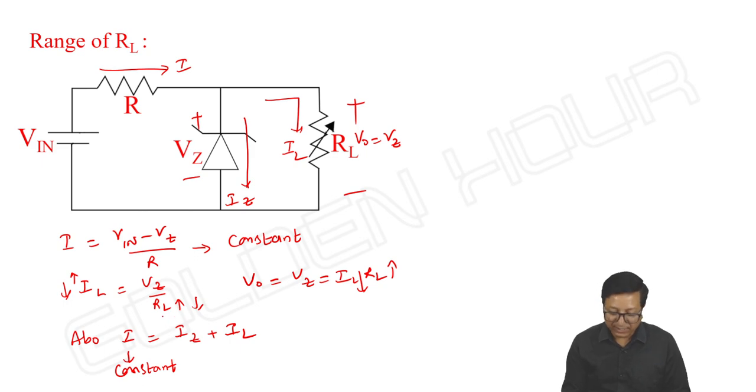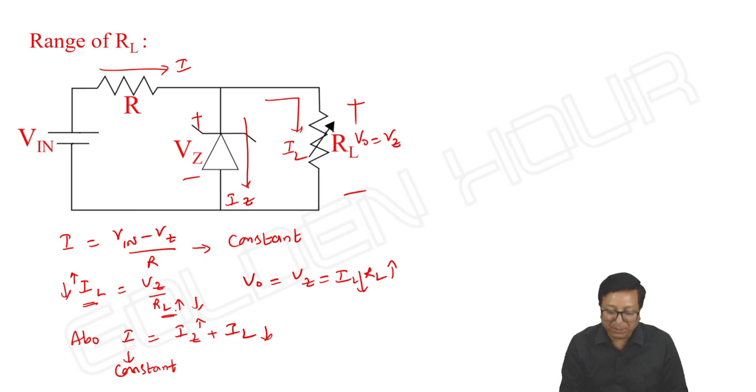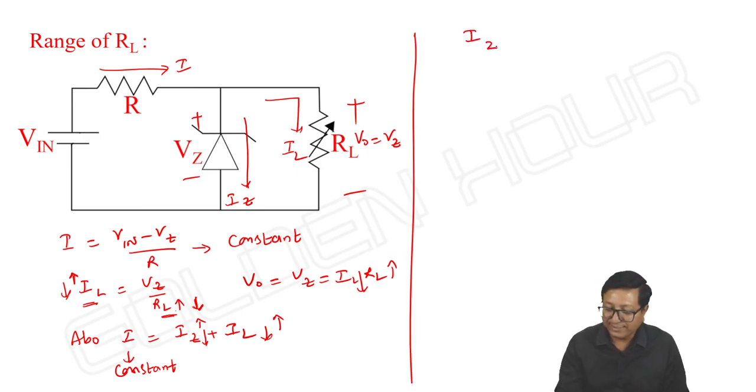Then if RL increases, IL will decrease. If IL decreases, IZ has to increase to see that I is constant, which means IZ is proportional to RL. Please observe this. Earlier case, IZ was proportional to V input. Here, IZ is proportional to RL. Okay. Similarly, if RL decreases, IL has to increase. If IL increases, IZ has to decrease to maintain I constant. So what we can understand here is IZ is proportional to RL. Very, very interesting point.